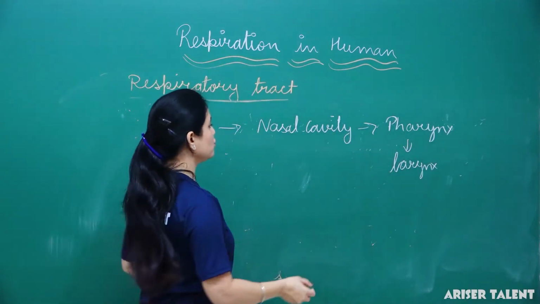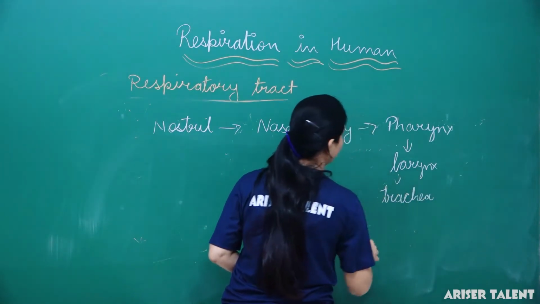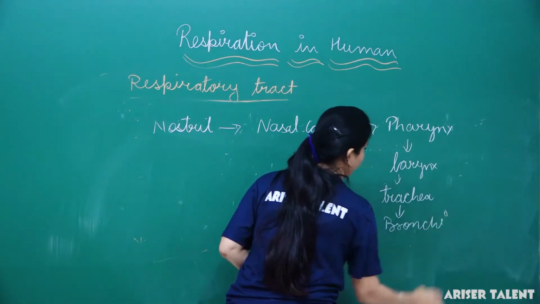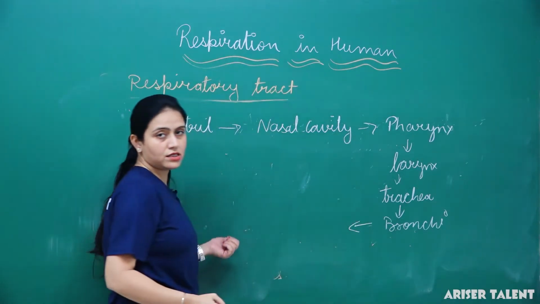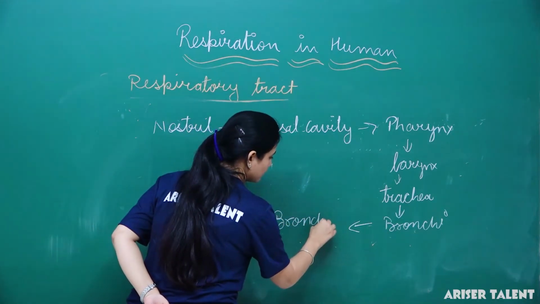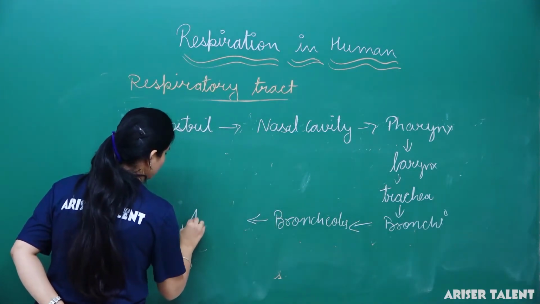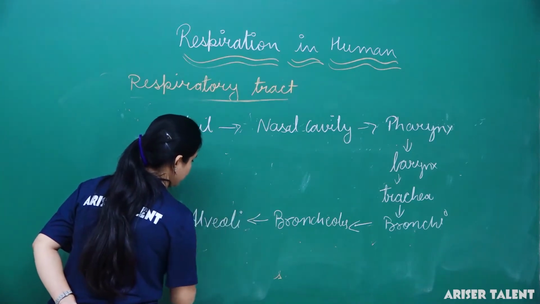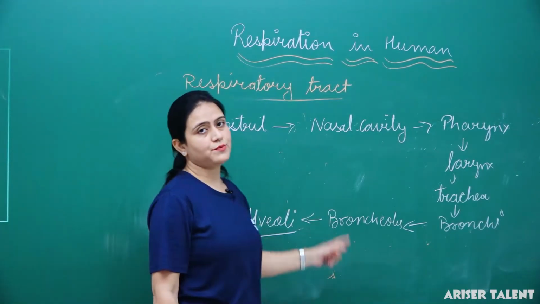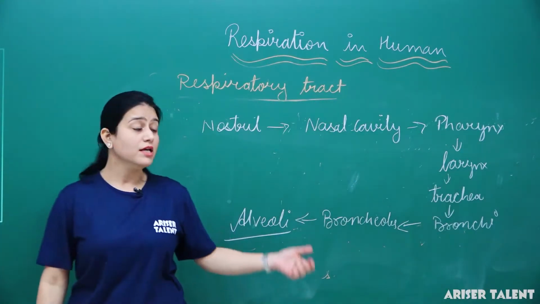Larynx to trachea. Trachea means windpipe. From trachea to bronchi, bronchi to lungs or bronchioles, and from there it goes into the alveoli. And these alveoli are the main site of exchange of gases. So this is the complete respiratory system in humans. As I told you, exchange of gases takes place in the alveoli.